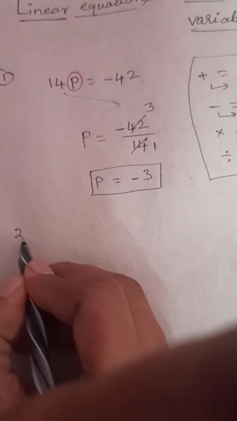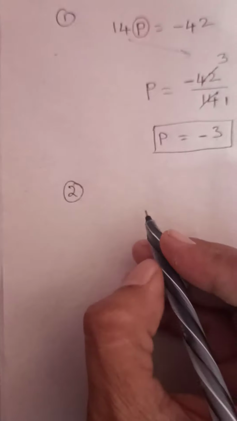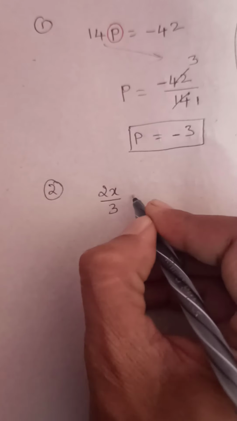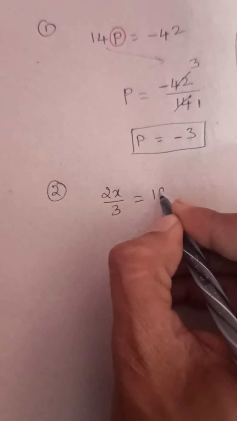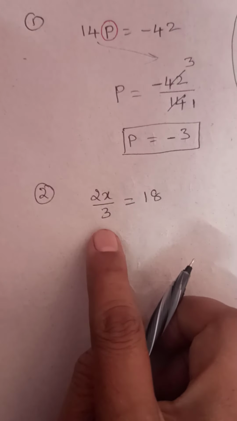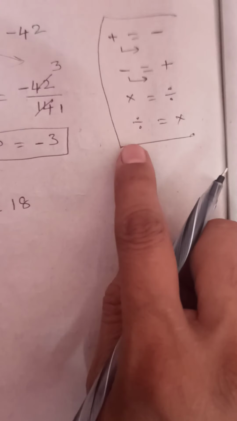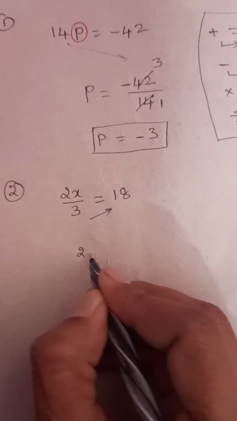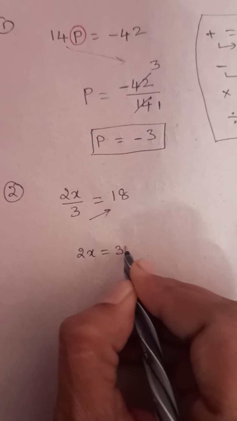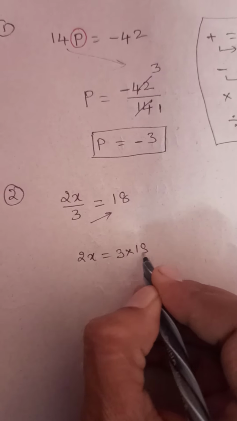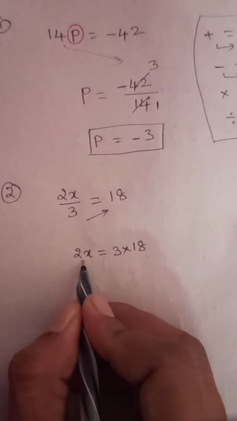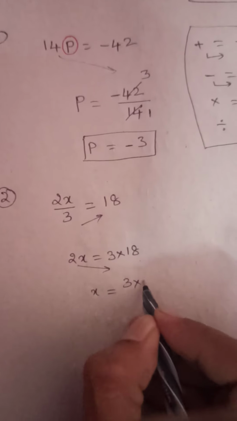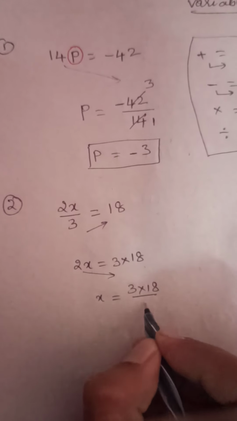Okay, let me take one more example. Second one. What is that? 2x by 3 is equals 18. Here see, a division is there. According to our rule, division becomes multiplication, cross multiply. So you are going to get 2x is equal to what? 3 into 18. And here 2 into x, the 2 becomes division. x is equals 3 into 18 divided by 2.